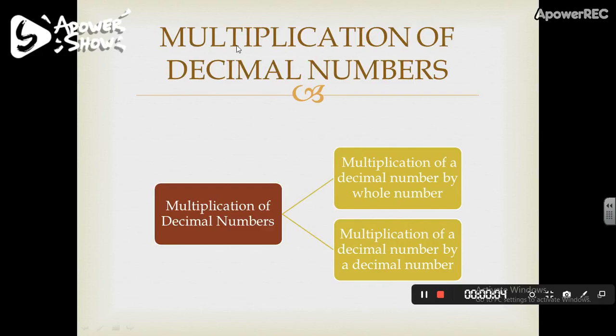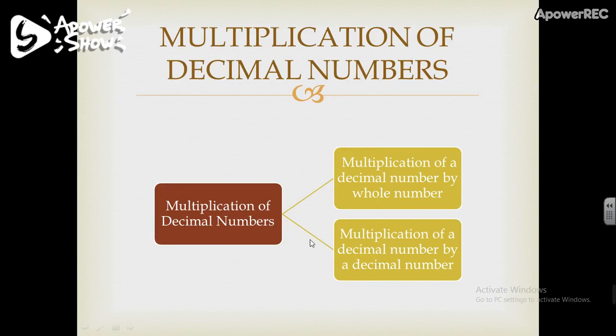In this session, we are going to learn about multiplication of decimal numbers. We can multiply a decimal number by a whole number, or we can multiply a decimal number by another decimal number. So this whole session involves two types of multiplication of decimal numbers. In the first one, we are going to multiply a decimal number by a whole number, and in the second type of multiplication we are going to multiply a decimal number by another decimal number.